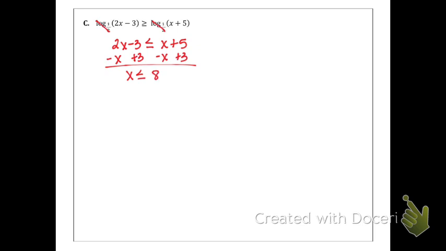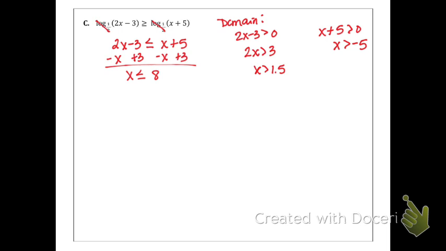Again, think about your domain. This time we have 2 logs, so we got to think about both of their domains, okay? The first one, the 2x minus 3, has to be greater than 0. So 2x is greater than 3, which means x is greater than 1.5. The other log has an x plus 5 has to be greater than 0, so x has to be greater than -5. All right, and then we still have our x is less than or equal to 8.